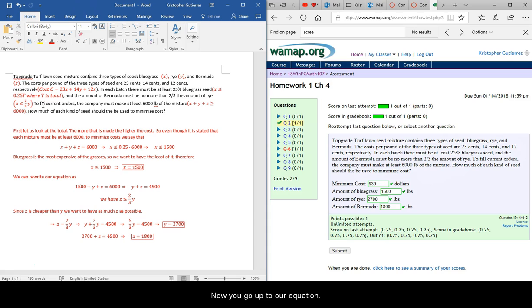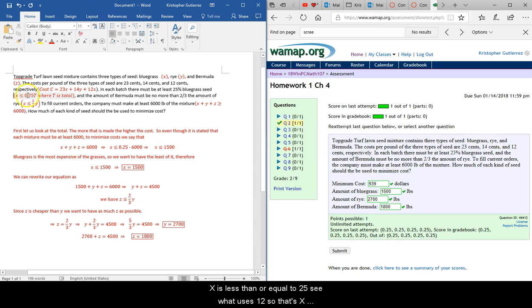Now, we go up to our equation here, X less than or equal to 25T, where T is the total, so that's X is less than or equal to 0.25 of 6,000. And that gives us X is less than or equal to 1,500. Now, X is the most expensive of the seeds. So we want to have as little of that as possible. So if X is less than or equal to 1,500, X equals 1,500. It's the most expensive. We want to minimize it. So X equals 1,500. A lot of people got this far.